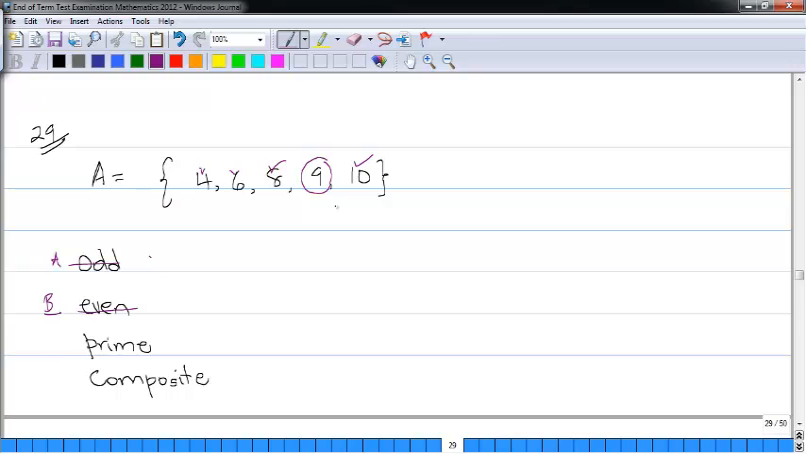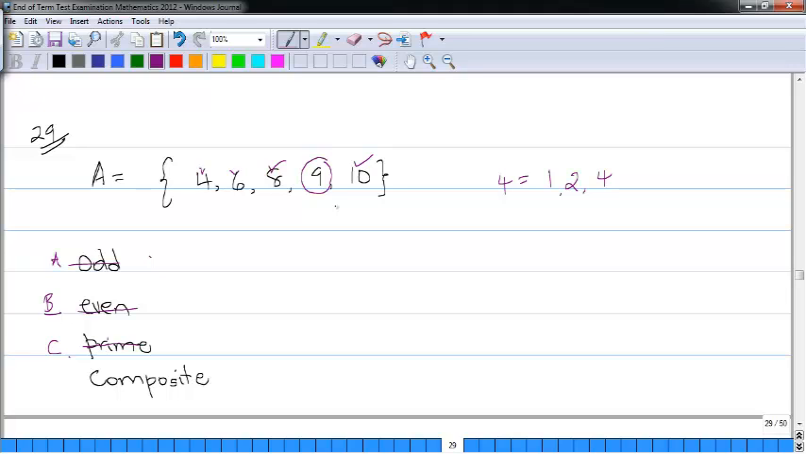Let's look at C, prime numbers. Prime numbers are numbers that have only 2 factors, 1 and itself. What are the factors of 4? We would list the factors of 4 being 1, 4, and 2. A number with more than 2 factors is said to be composite. So 4 is a composite number, and already we have established that it could not be C.